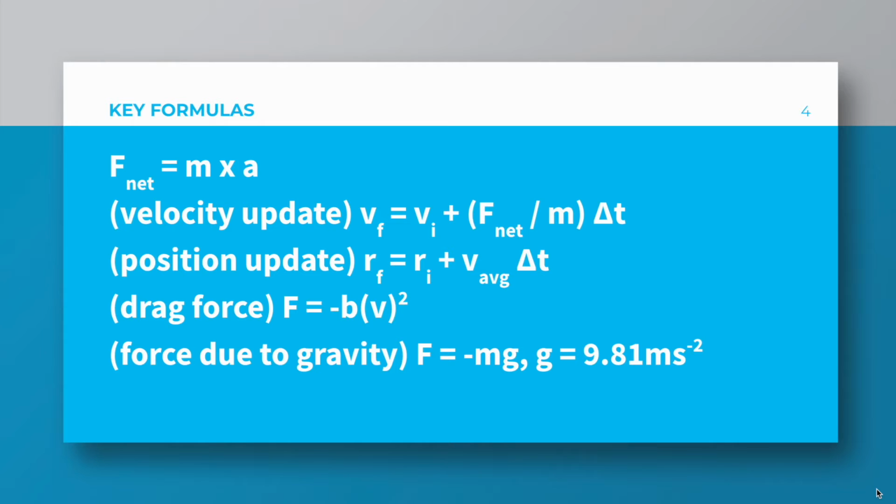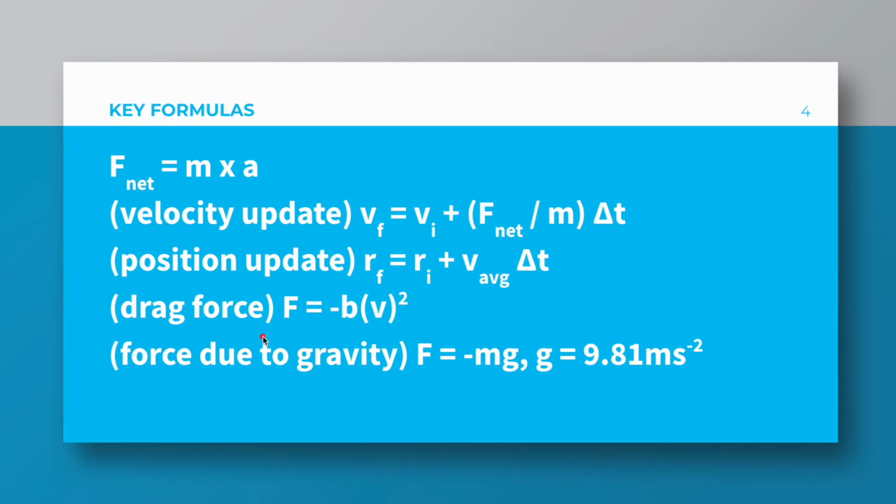Here are some of the key formulas that I used in my lab. I'll be using these in the computational model to predict the object's position and velocity as a function of time. Over here, you can see the velocity update formula. This calculates final velocity given initial velocity, net force, mass, and change in time. The position update formula calculates the final position given initial position, average velocity, and change in time.